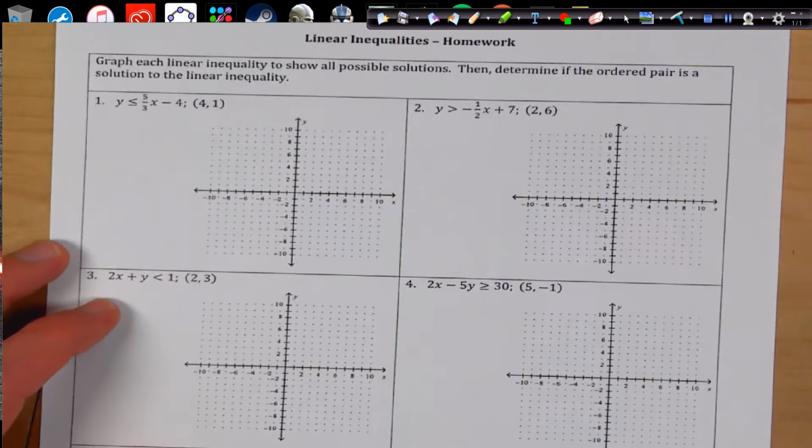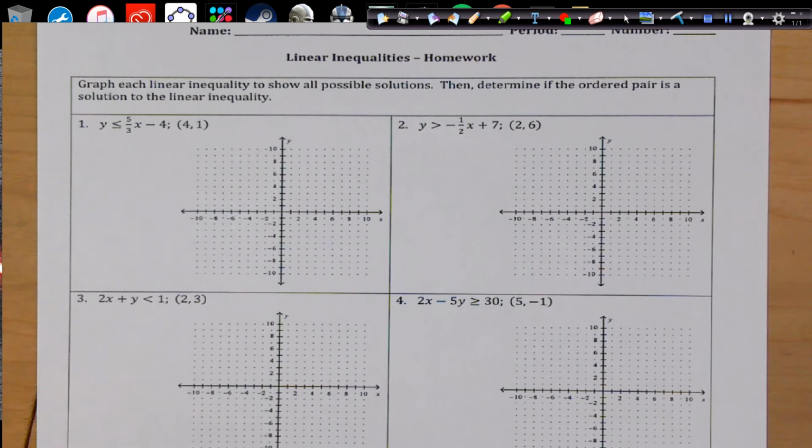Hey guys, welcome. We are working on this linear inequalities homework worksheet. We're going to use it to prepare for our quiz. It says, graph each linear inequality to show all possible solutions and determine if the ordered pair is a solution to the linear inequality.